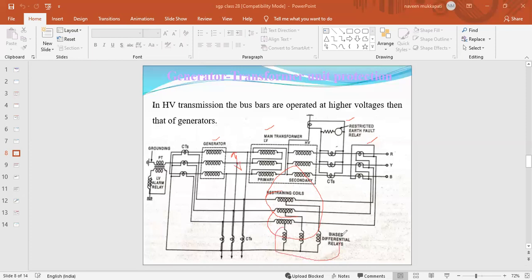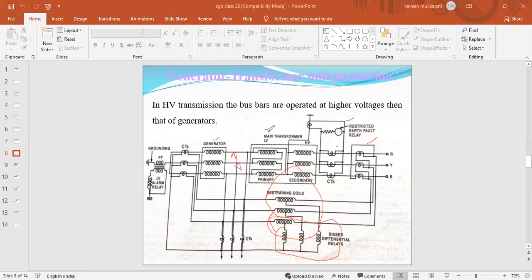While these currents flow through the operating coil, in that case the coil is energized. Okay, in that case only the coil is energized. If the coil is energized, then automatically due to the energizing of the relay coil, it gives an indication to the circuit breaker, and then the circuit breaker disconnects the generator and the transformer from the supply. Okay, both the generator and the transformer are disconnected from the supply lines.